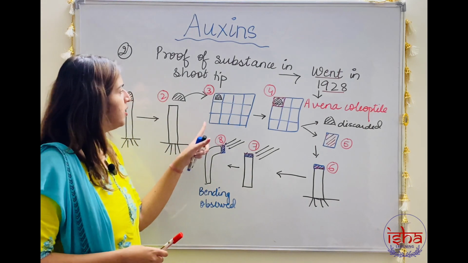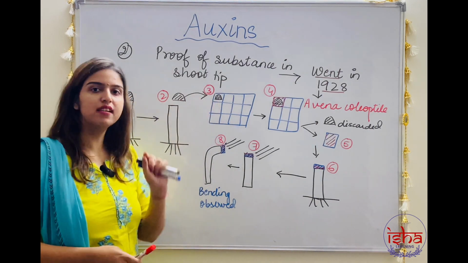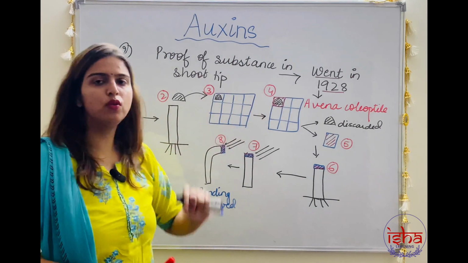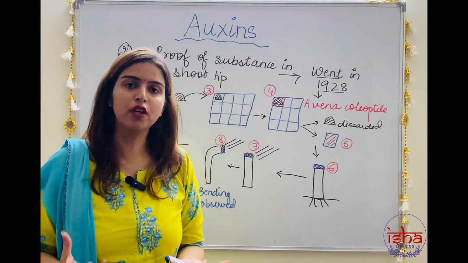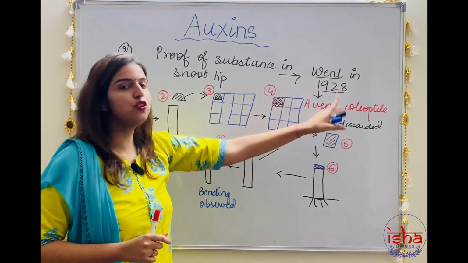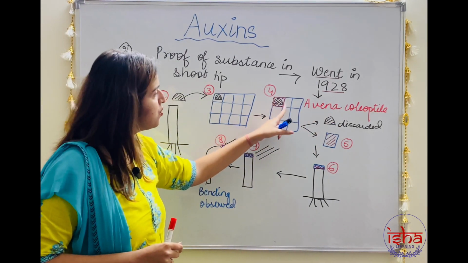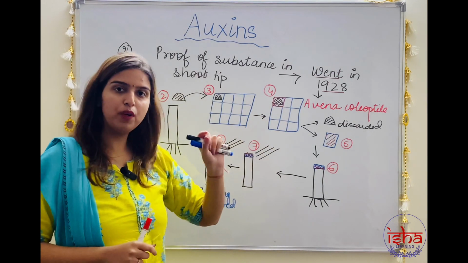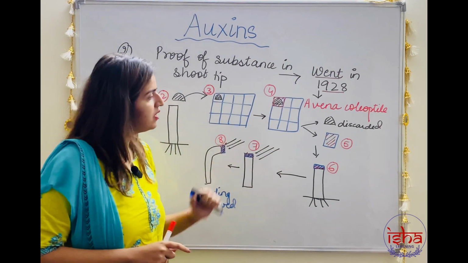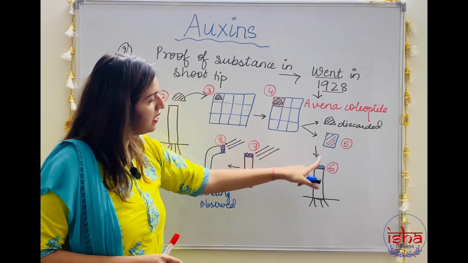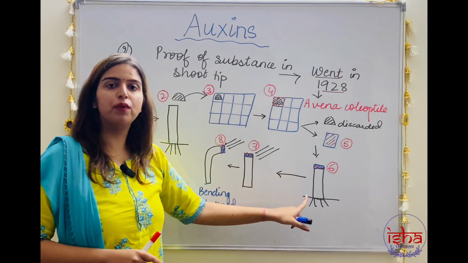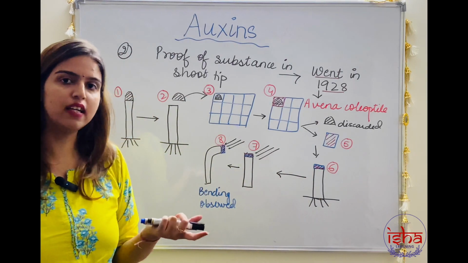So on an agar block he has now placed this cut off shoot tip. Now for some time they left the shoot tip on the agar block. Now after that he has discarded the shoot tip, and the small piece of agar on which the shoot tip was lying, they cut off. After cutting that off, this agar piece was replaced on this Avena coleoptile whose shoot we had initially cut.